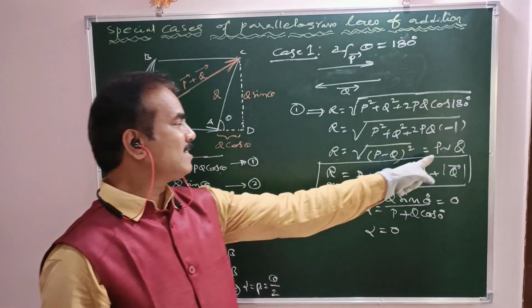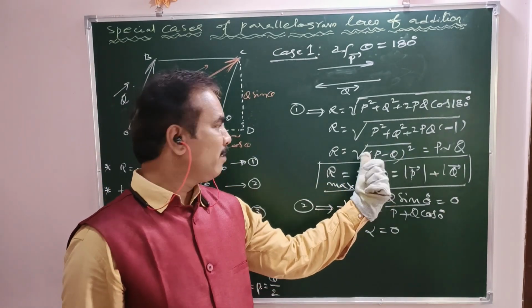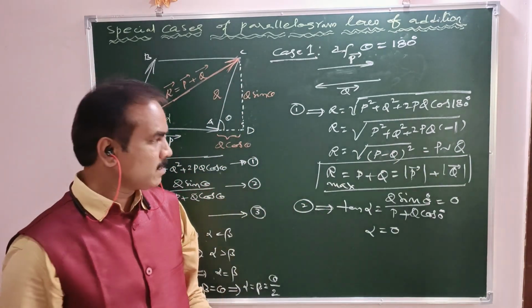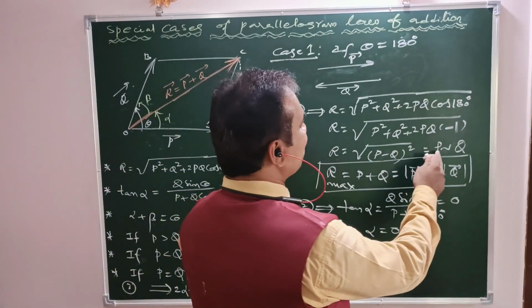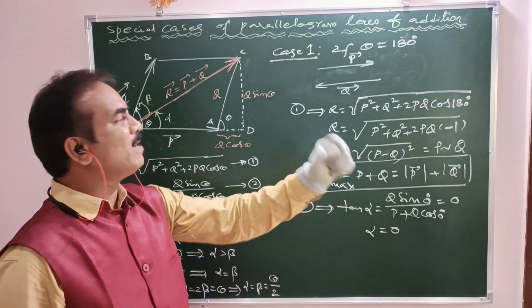That is the difference, which is the reason I am taking the difference. Why? Because if P is greater than Q, it becomes P minus Q; if Q is greater than P, it becomes Q minus P. So R equals the difference of P and Q. In this case, the resultant becomes minimum.